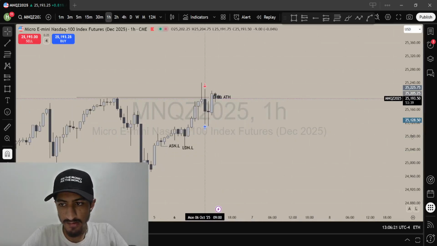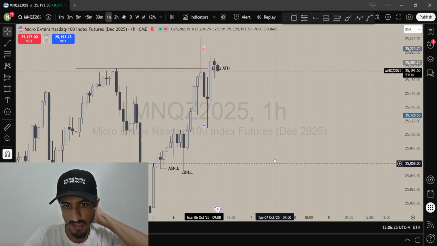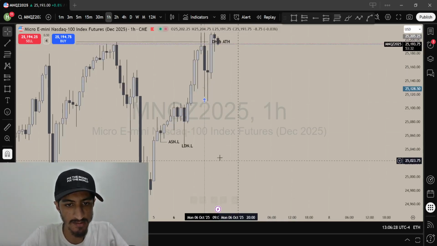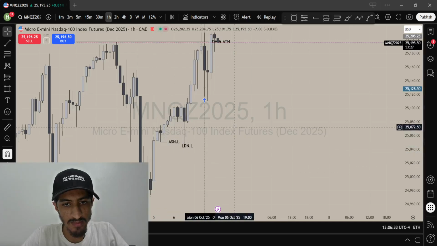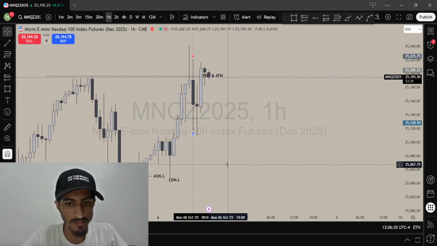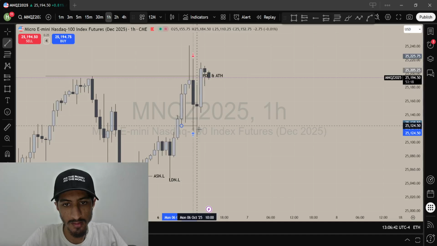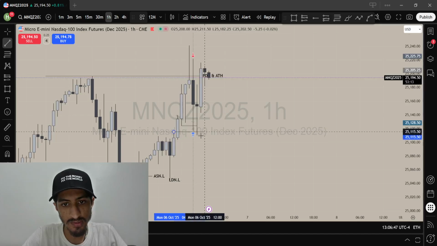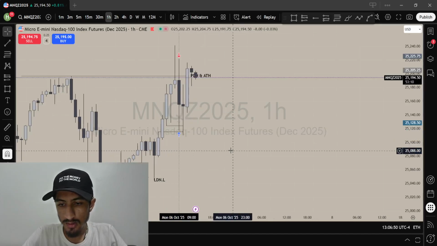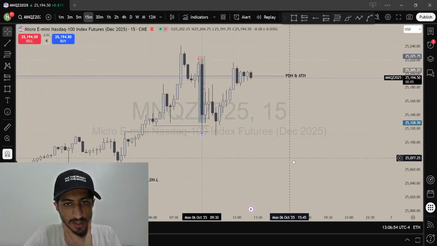We had Asian low, we had London low. One thing that I could see right off the bat is that we had this 1 hour fair value gap which was already rebalanced. One fair value gap which was left to be rebalanced was this one, and this was my main target, or what I wanted to see the New York session do. This 1 hour gap. Now let's come down to the 15-minute time frame.